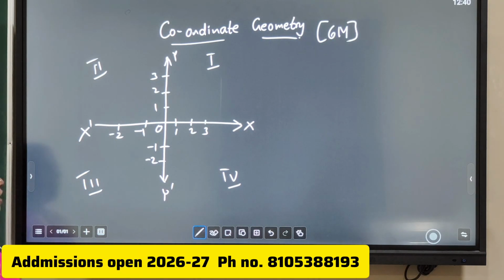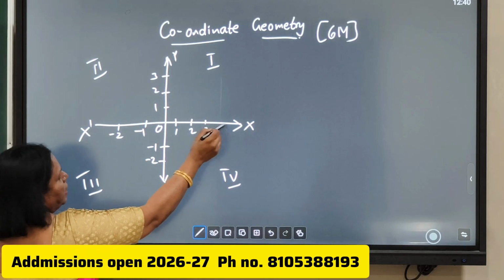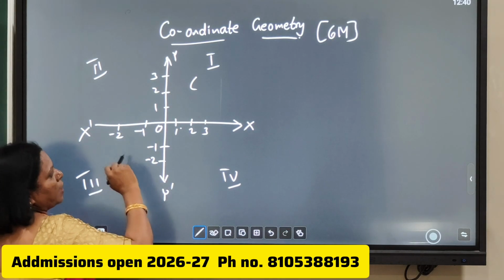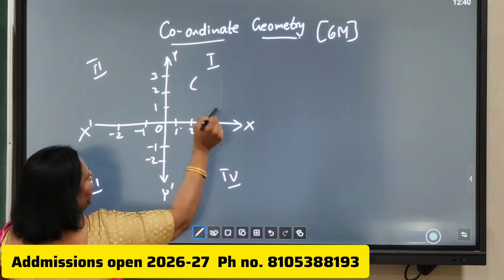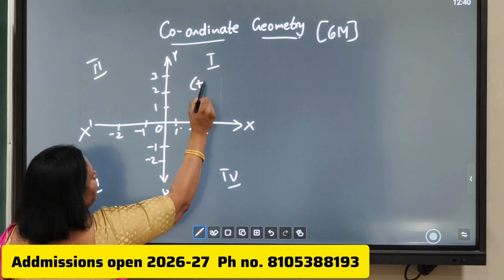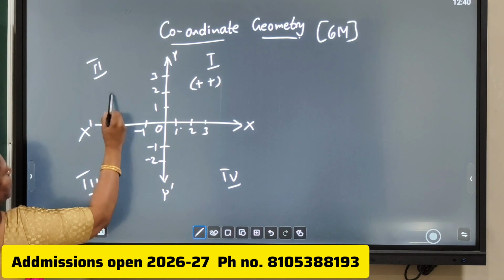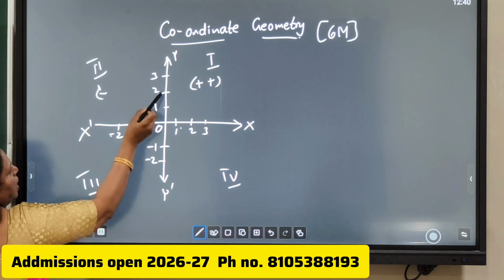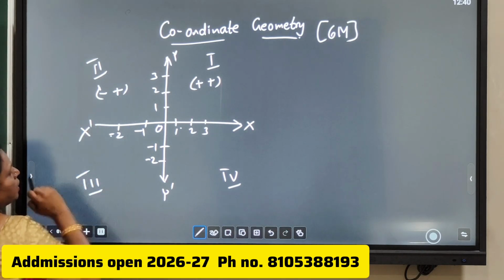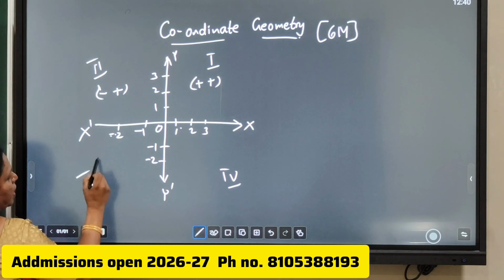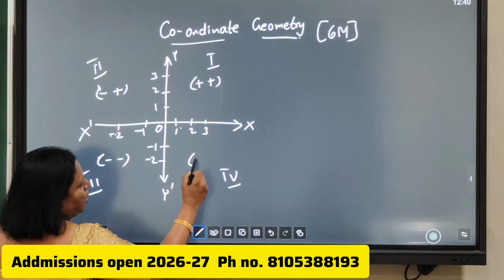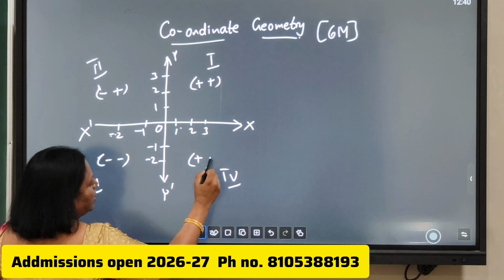So now when I say the first quadrant, the values of x and y, first we need to write the x value first. Here it will be both x and y values in the first quadrant, both are positive. In the second quadrant we have minus as x value and positive as y value. Third quadrant, both x and y are minus values. In the fourth quadrant you have x value as positive and y value as negative.